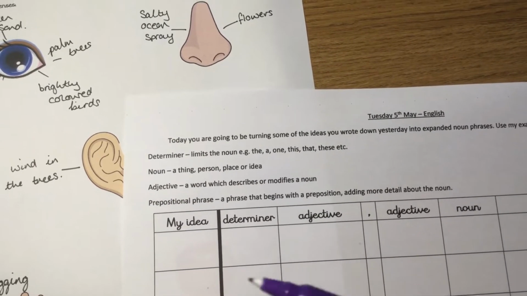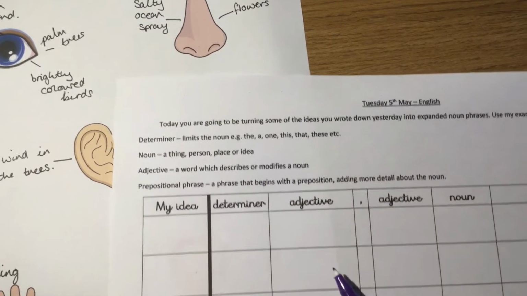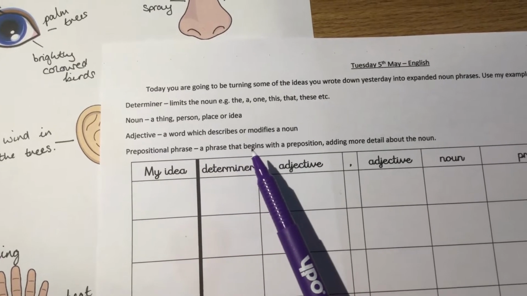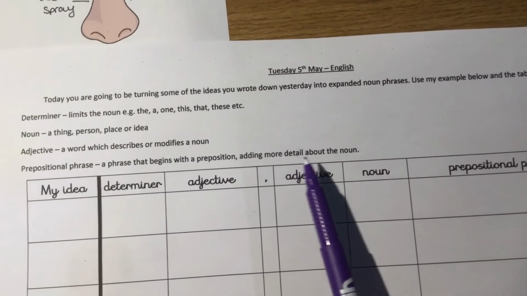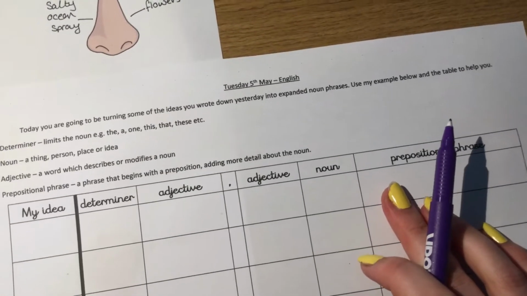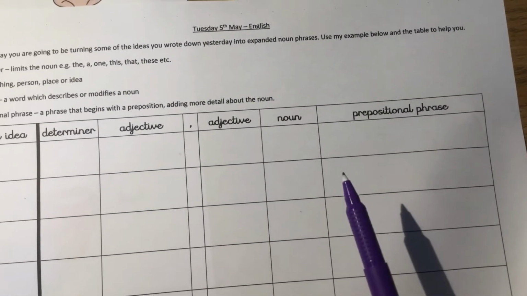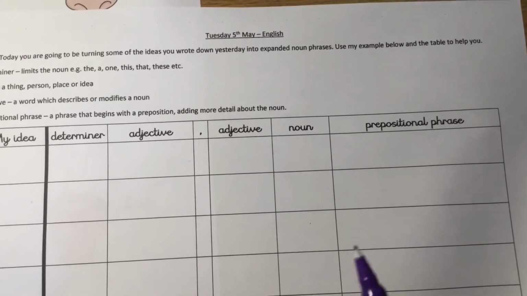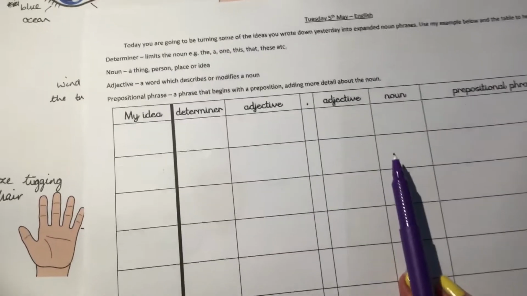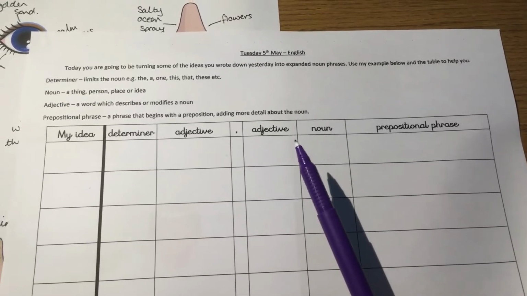Adjectives, again, this is a bit of recap from last week. Adjectives are a word which describes or modifies a noun. Lastly, we've got prepositional phrases, a phrase that begins with a preposition and adds more detail about the noun. The preposition we're going to be focusing on today is with, but you could also use words such as under, over, who, or that. So first of all, you could use this sheet, or if you don't have a printer, that's fine. Just remember these categories across the top.